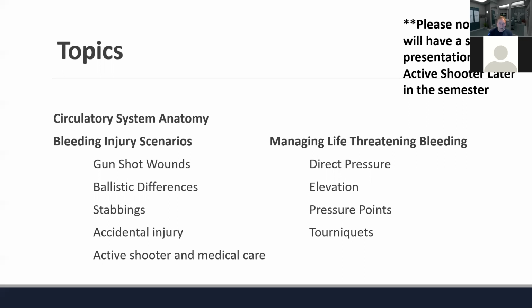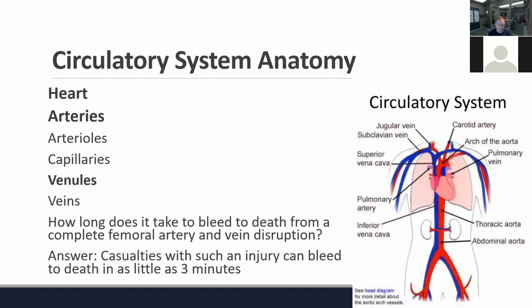An accidental injury can obviously cause just as much blood loss as a purposeful injury. I've talked about the active shooter and the medical care component. And managing life-threatening bleeding is really about direct pressure, elevation, pressure points, and understanding how to use a tourniquet. I'll say that again: direct pressure, elevation, pressure points, and really it's direct pressure and tourniquets. I'll talk about that in just a few minutes.